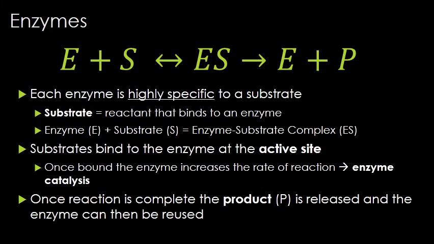Enzymes are very specific. Each particular enzyme can catalyze only one chemical reaction by working on one particular reactant, or the substrate. So when an enzyme and a substrate come together, they form the enzyme-substrate complex. I know it's not a very creative name, but once they're bound together, the enzyme is able to increase the rate of reaction in a process called enzyme catalysis.